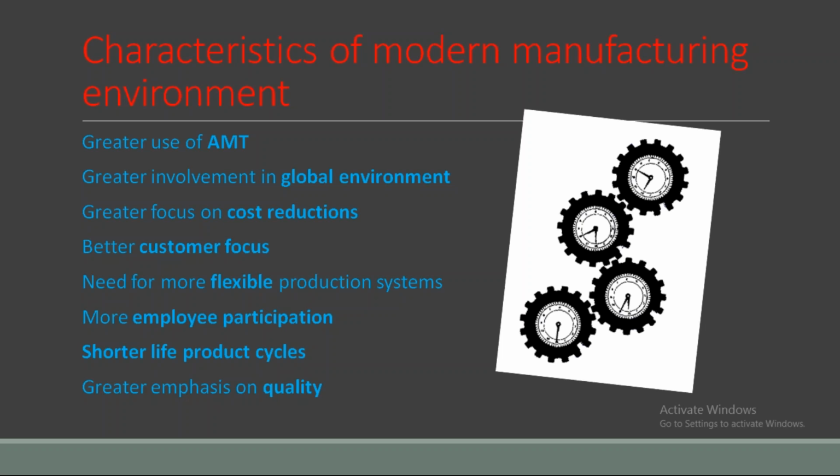We need to have very flexible production systems. We can't just say, okay, I can only give you an order only in the month of April. No. If the customer wants it tomorrow, we should be ready to give it tomorrow. And for that purpose, we have to have a lot of employee participation. This is why we have something called HR, right?